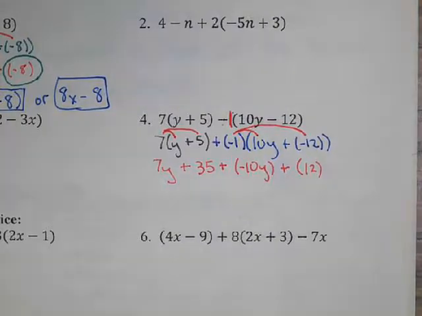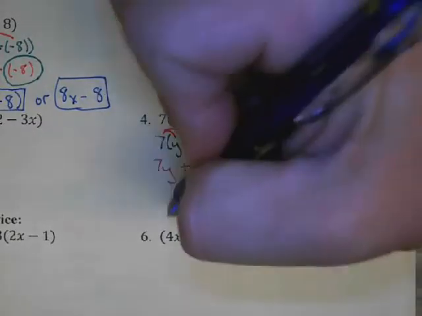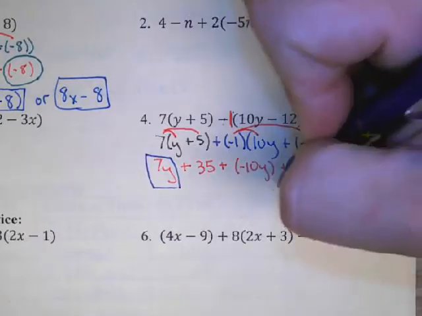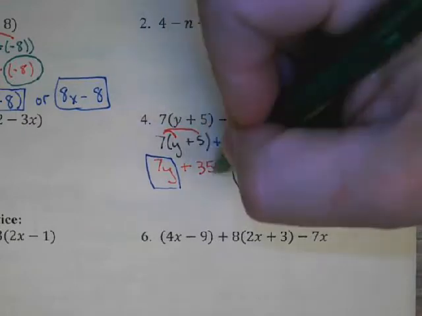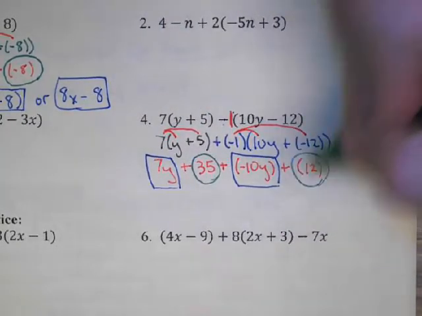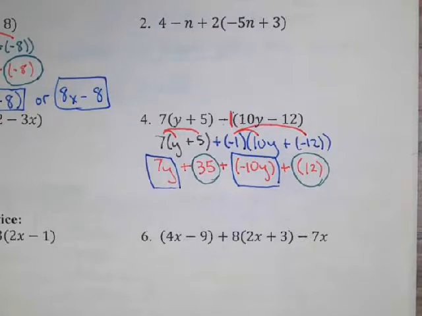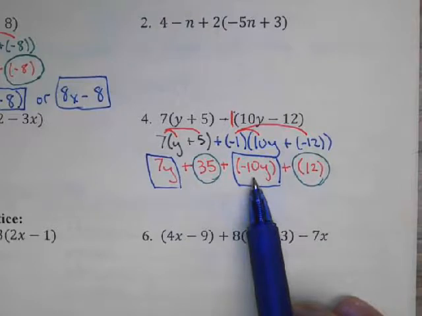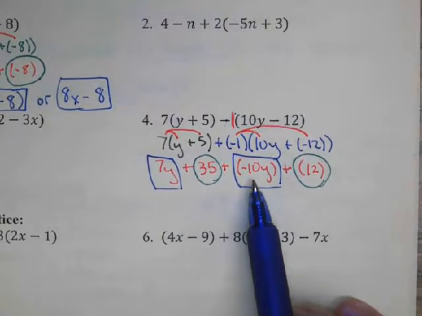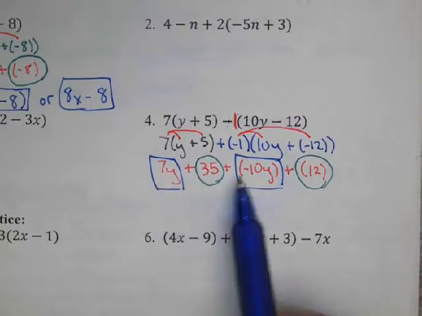Okay, so that's step 3 done. Now it's time for step 4, combining like terms. So first we'll identify our like terms. Well, I have 7y and negative 10y. Those are both the y's, and then I have my constants, 35 and 12. Now let's combine them using our rules of addition and subtraction. So when I look at the y's, are my signs the same or are they different? 7 and negative 10. Those are different. Different signs subtract.